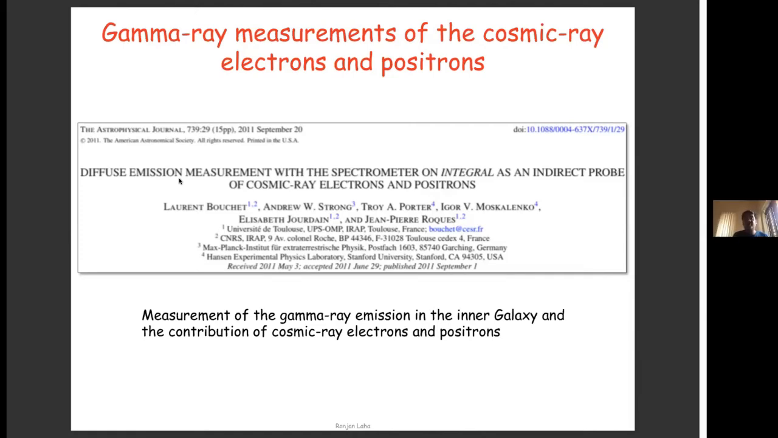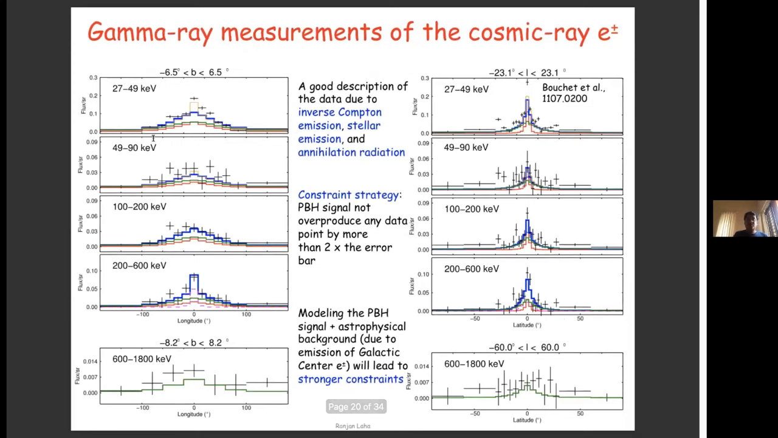And it tries to compare it with theoretical models of cosmic ray electrons and positrons. Using this, you can probe cosmic ray electrons and positrons at energies less than roughly 5 GeV. So these are the INTEGRAL measurements, these two. So now let me go through this slowly.